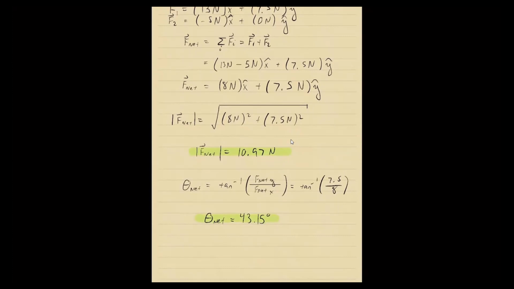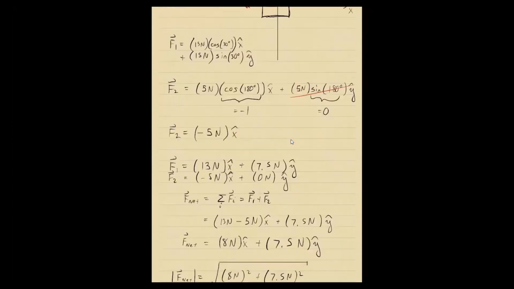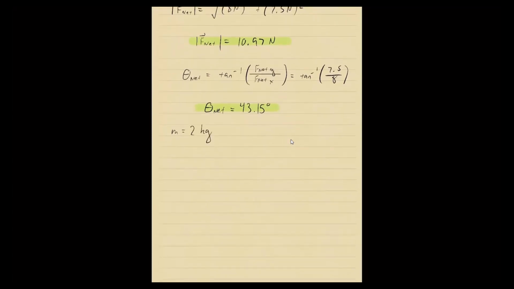So part B is asking for the acceleration of the box if the box's mass is 2 kilograms. So for part B, the mass is 2 kilograms. And so the acceleration of this box is equal to our net force divided by the mass. So in this case, it's going to be our net force, which we found to be 8 newtons in the x direction, plus 7.5 newtons in the y direction, all divided by the mass of 2 kilograms.